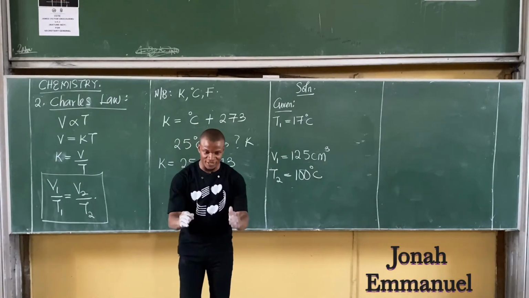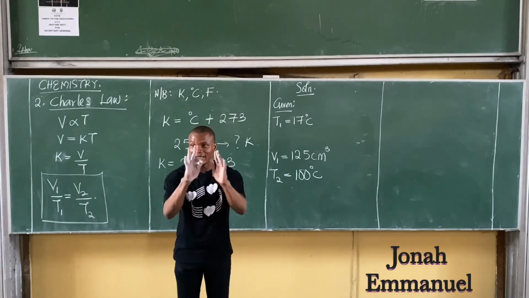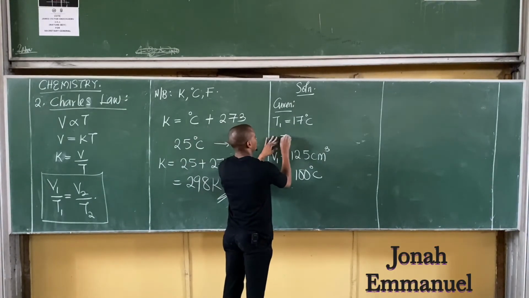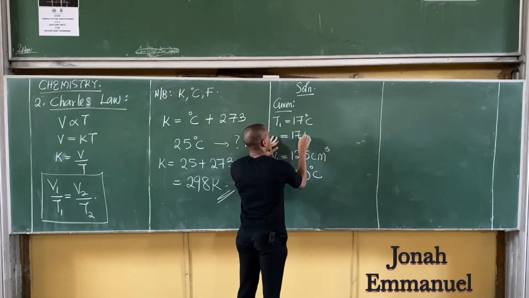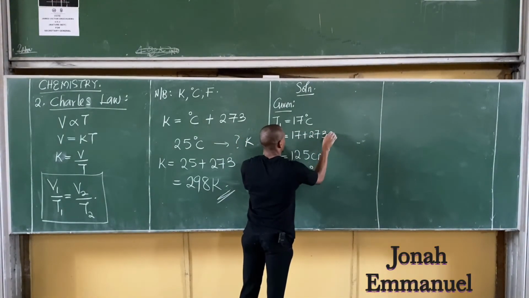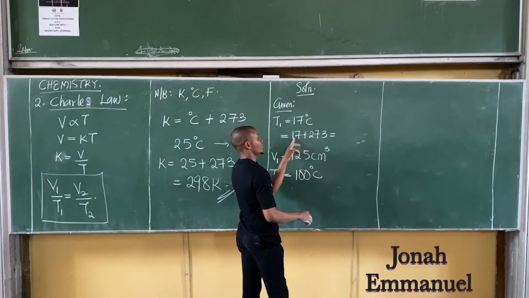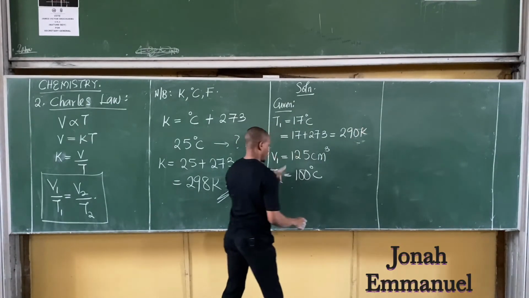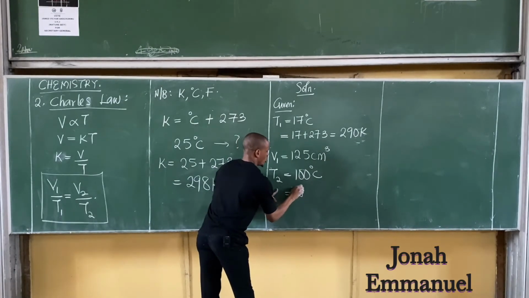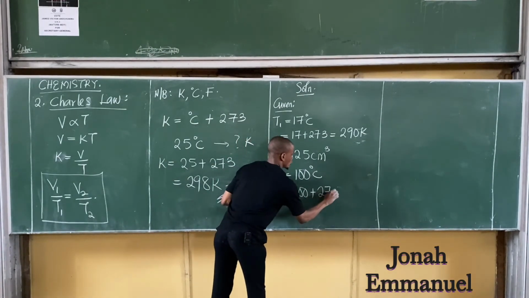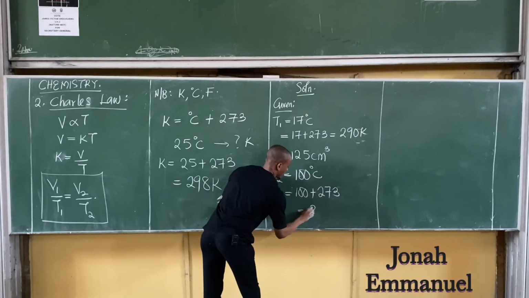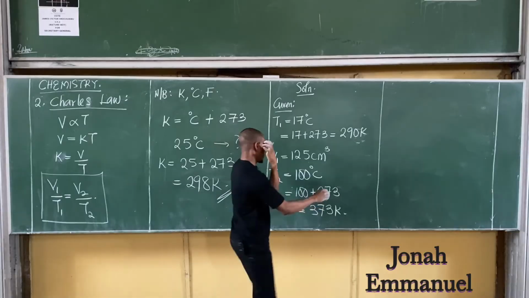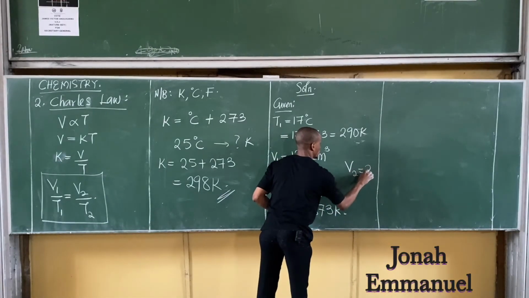I said before, when it comes to this topic, the only thing you must convert is temperature. Convert this number to Kelvin: 17 plus 273 gives you 290 Kelvin. And 100 plus 273 gives you 373 Kelvin. So I'm looking for V2, so V2 is equal to unknown.